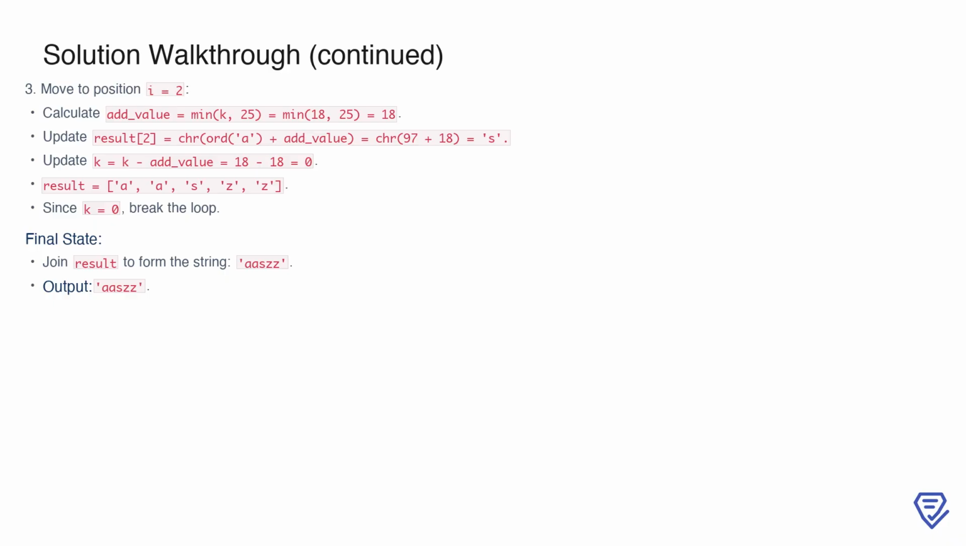The result string at this stage is os. Finally, we join the characters to form the output string, which is os. This is the smallest string that meets the given numeric value of 73 while using 5 characters.